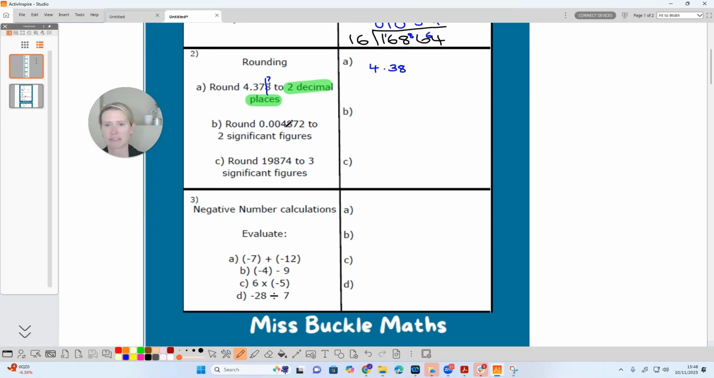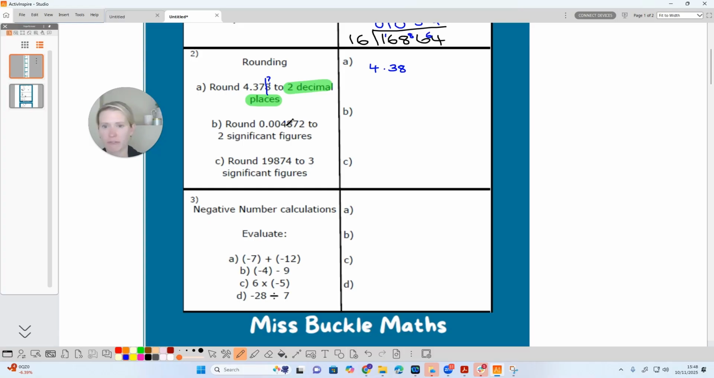Round 0.004872 to 2 significant figures. A significant figure is a non-zero number. Therefore, 4 is your first significant figure. Zeros do not count. If you've got a 0 within non-zero numbers, then it does become significant.